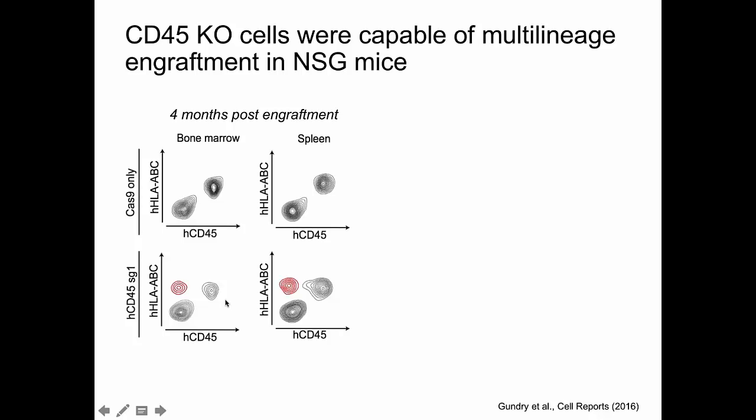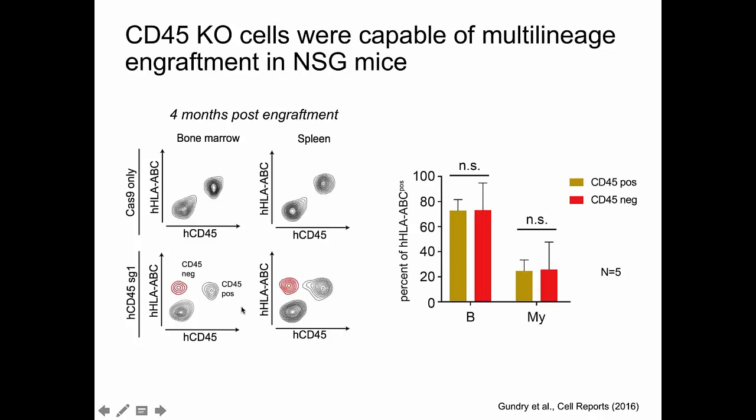Importantly, when we looked at the CD45 negative population and the positive population, we didn't really see any difference in the cellular phenotypes, in the percentage of myeloid and lymphoid cells, indicating that in this case, neither CD45 loss nor the actual electroporation and CRISPR treatment was affecting the multi-lineage engraftment capacity.